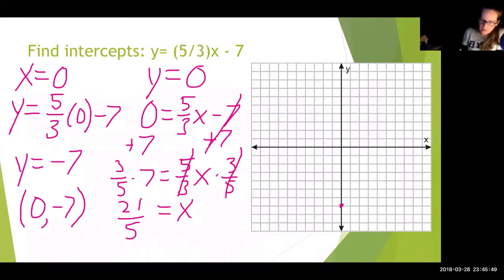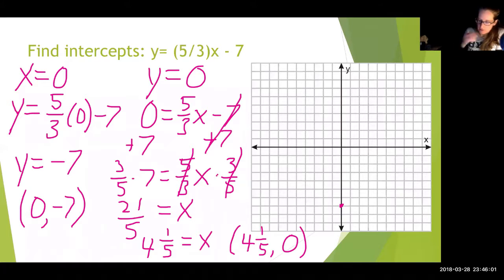21 over 5. How many times does 5 go into 21? It goes in 4 times. What do you have left? 1/5. All right, so our point here is going to be (4 1/5, 0). So x, we're going to go over 4 and 1/5. 1, 2, 3, 4 and 1/5.